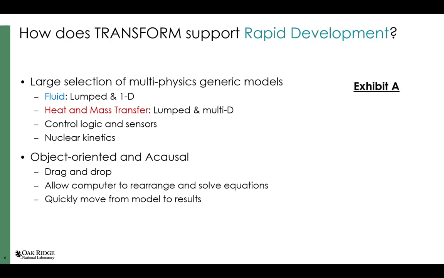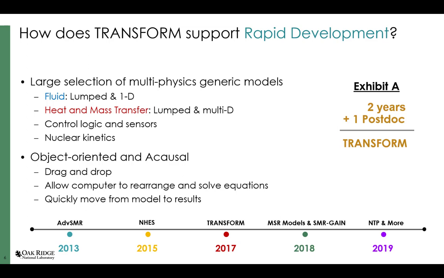For example, TRANSient is a demonstration of how quickly you can develop complex tools using the Modelica language. In 2 years, one postdoc, me, TRANSient was developed. In 2013, we got some initial funds to explore Modelica. And in 2015, I got hired. And between 2015 and 2017, I completely learned Modelica and created TRANSient. And since then, we've continued to apply TRANSient to a wide range of models, including molten salt reactors, light water reactors, nuclear thermal propulsion, along with other integrated energy systems.